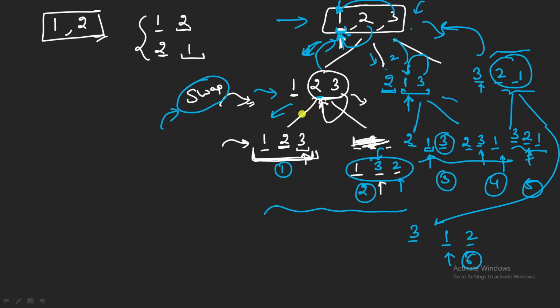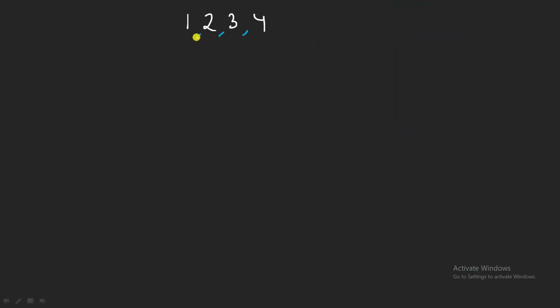Let's take another example and then you will be very clear. Let's take a bigger example, 1, 2, 3, 4. So this is our bigger example, 1, 2, 3, 4. There are 4 different integers, so that means 4 factorial, that is 24. That is 4 into 3 into 2 into 1.